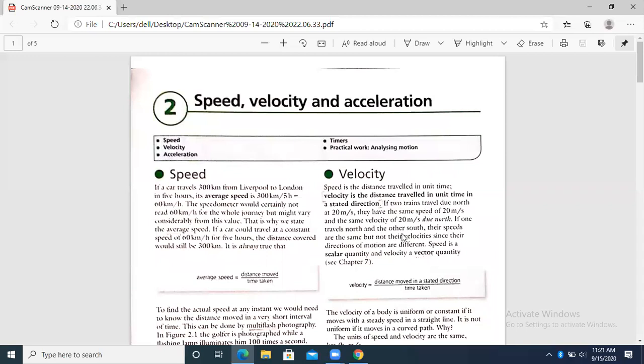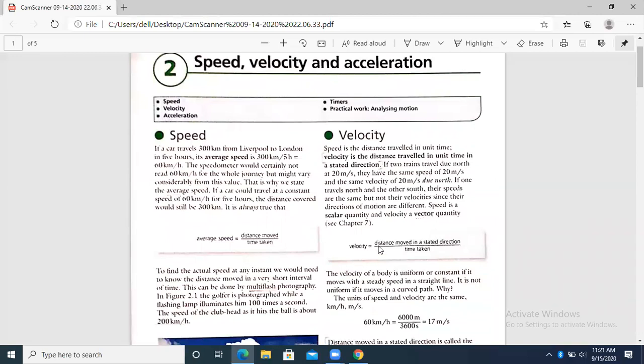Don't worry, we'll study this deeply in chapter 7 this year. Then what is the equation? Velocity equals distance moved in a stated direction divided by time taken. Same equation, distance by time taken, but here we add a direction. Otherwise, you can simply say velocity equals displacement by time. The velocity of a body is uniform or constant if it moves with a steady speed in a straight line.